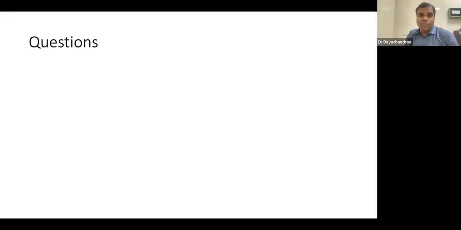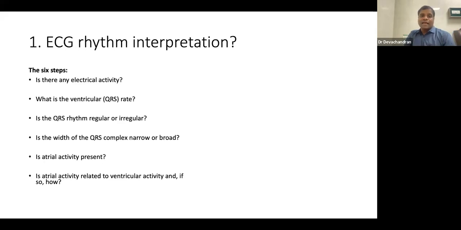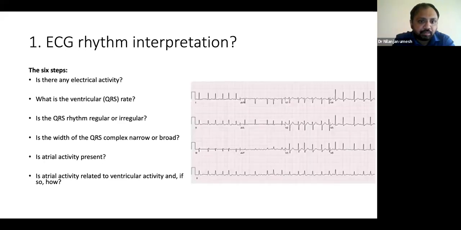Okay, so I'll put the first question. I think you have to continue. Yeah. So I think any one of you can answer. I put the 6 steps on the left so that it will be easier for you to interpret the rhythm. So can anyone please answer? You can put your answer in the chat box, or you can raise your hand. We will unmute you.